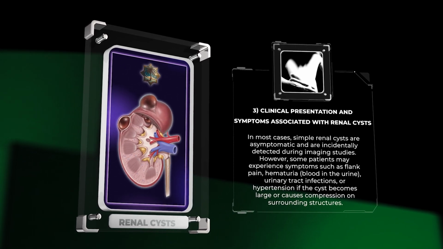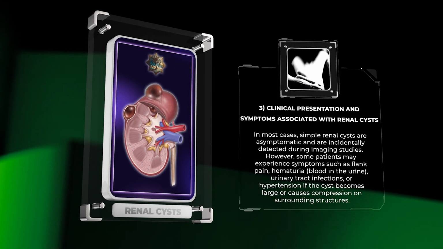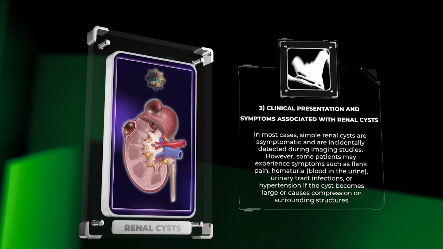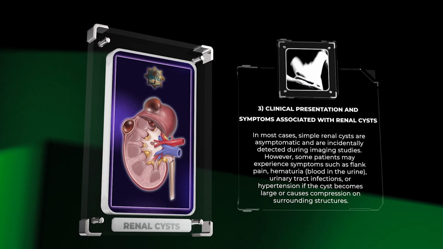In most cases, simple renal cysts are asymptomatic and are incidentally detected during imaging studies. However, some patients may experience symptoms such as flank pain, hematuria, blood in the urine, urinary tract infections, or hypertension if the cyst becomes large or causes compression on surrounding structures.